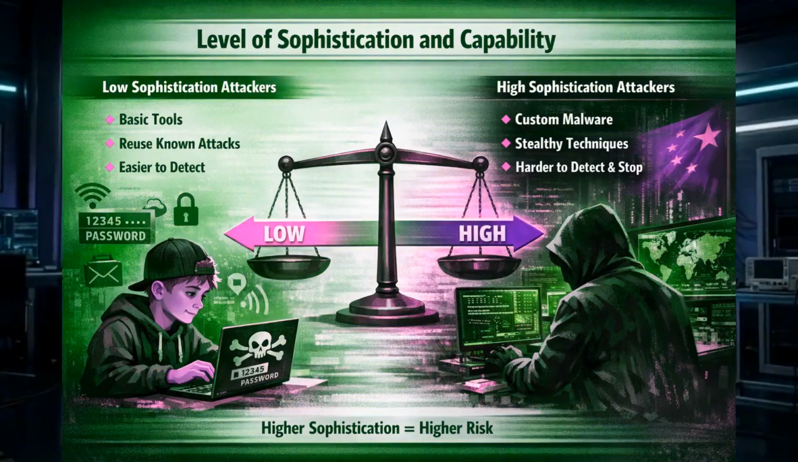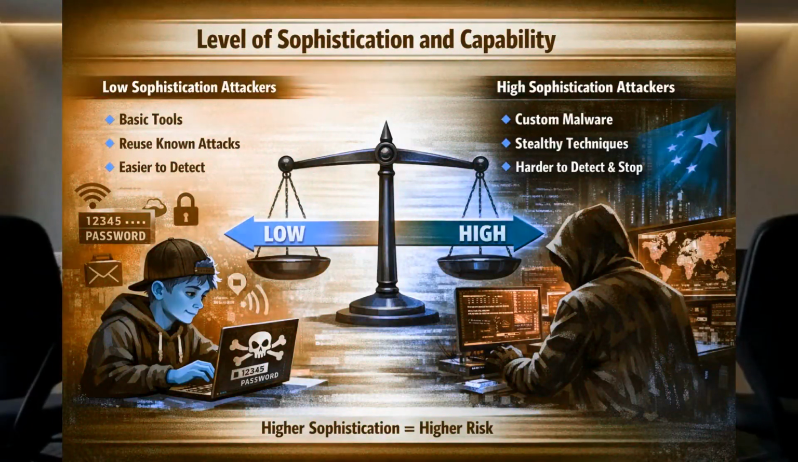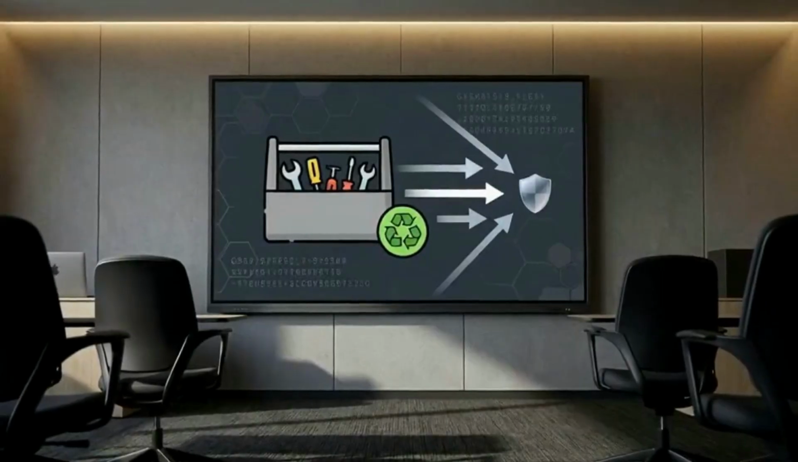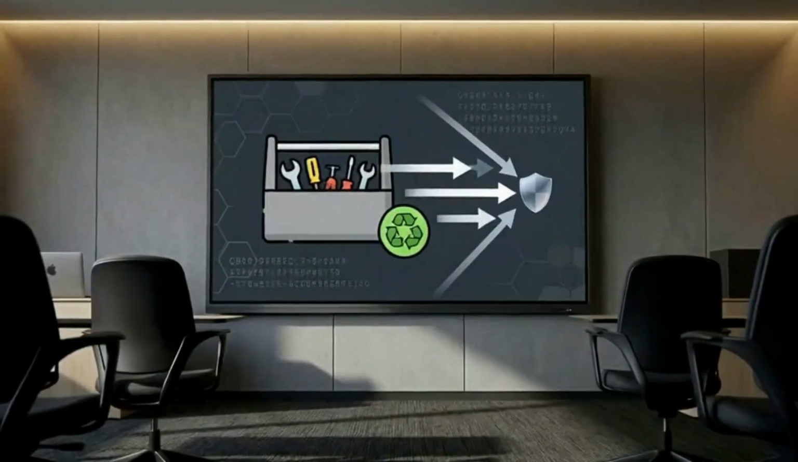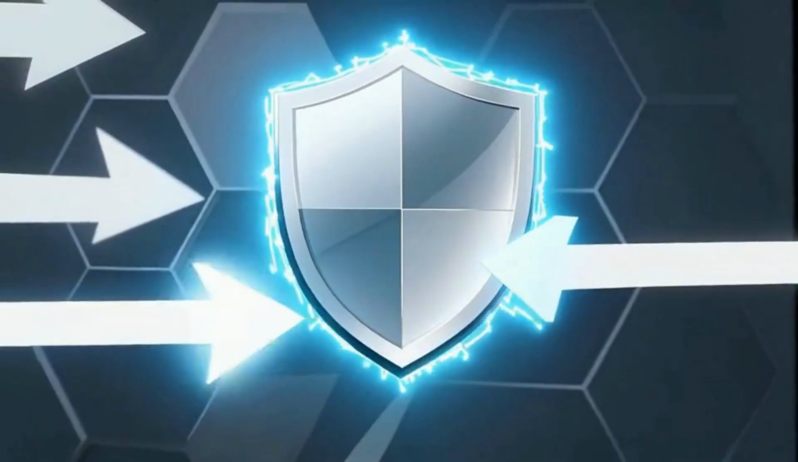First, low sophistication attackers. These attackers use basic tools. They often reuse tools created by others, and their attacks are easier to detect. A good example here is a script kiddie. They have low skill and limited capability.